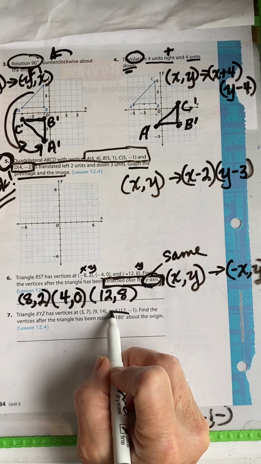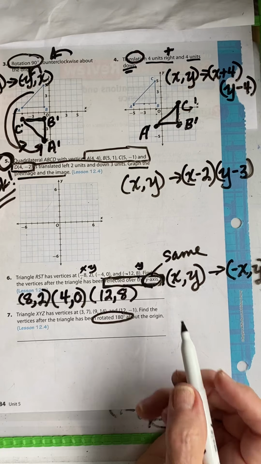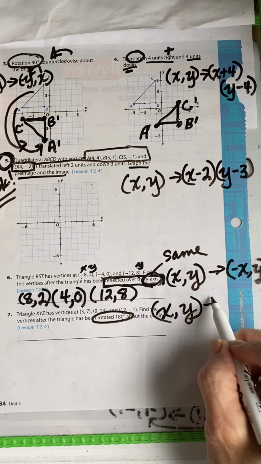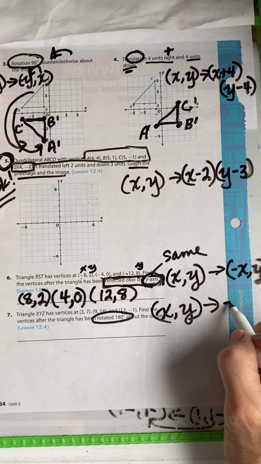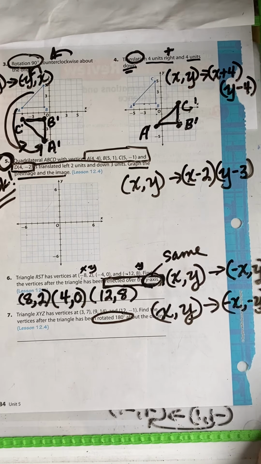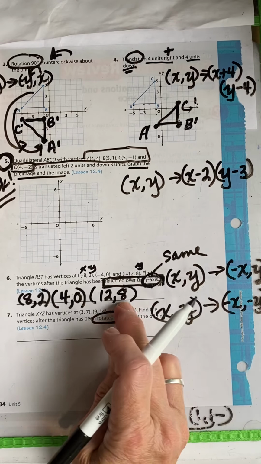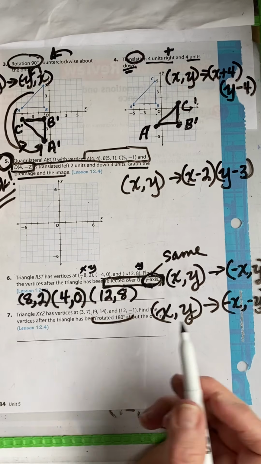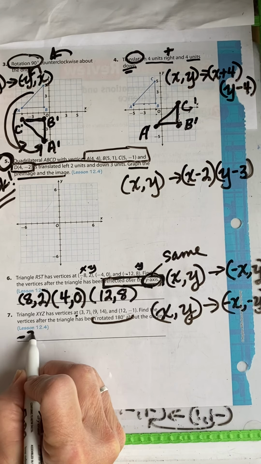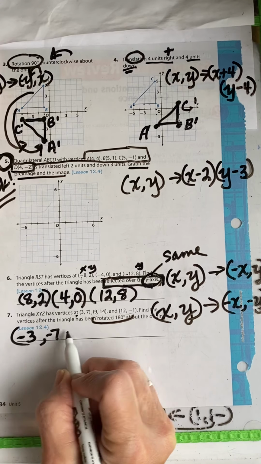Okay. Now this one, rotated 180, the rule is they stay x and y, but they're both negative. Home run? So let's just change the sign of every ordered pair of this triangle. So instead of positive 3, positive 7, it's going to be -3, -7. Home run?